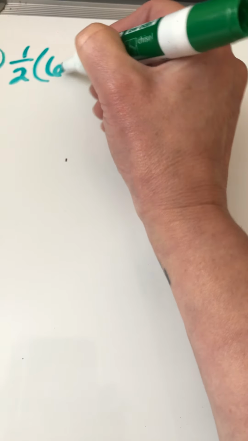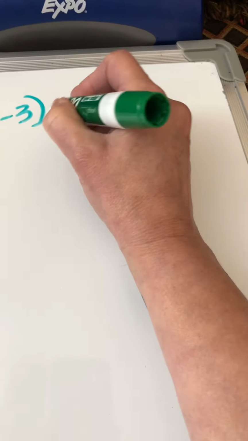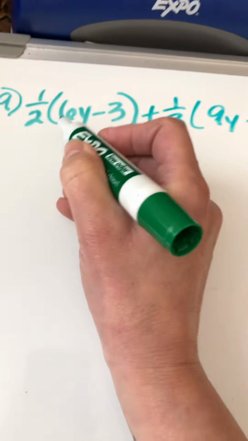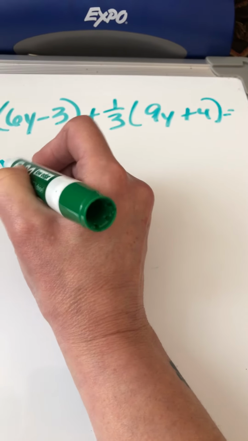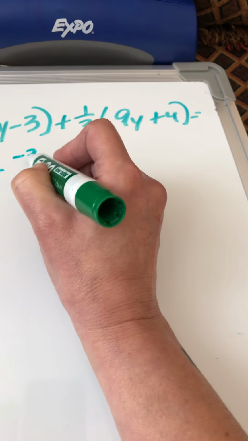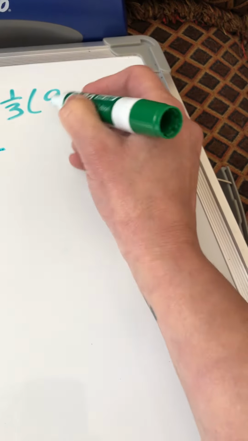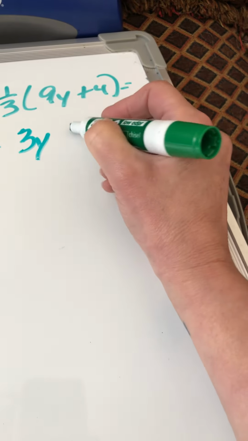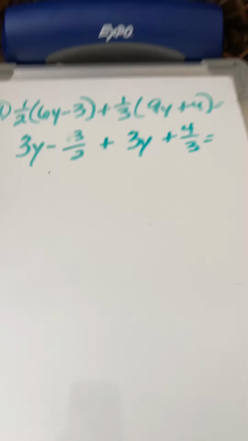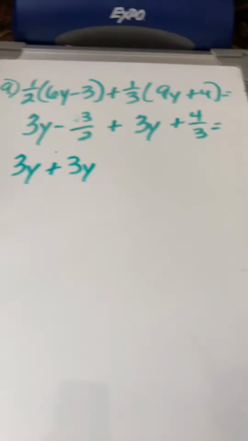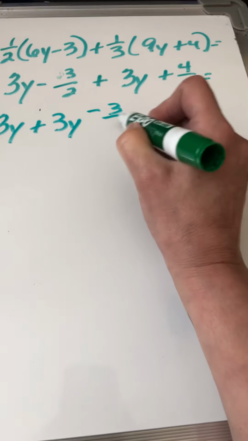So half of 6y minus 3, and then plus a third of 9y plus 4. All right. So we distribute the half. Half of 6 is 3. Half of negative 3 is negative 3 halves. I don't need that extra negative in there. 1/3 of 9 is 3. And then 1/3 of 4 is 4/3. Okay. Going to kind of move my things that are the same close together.